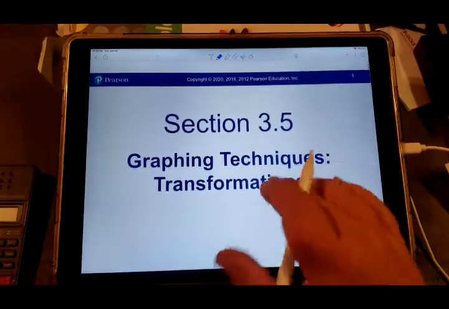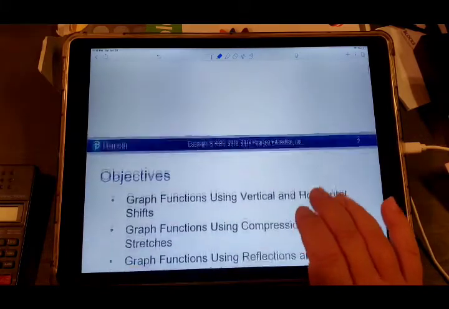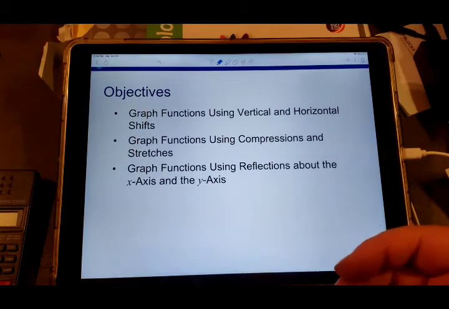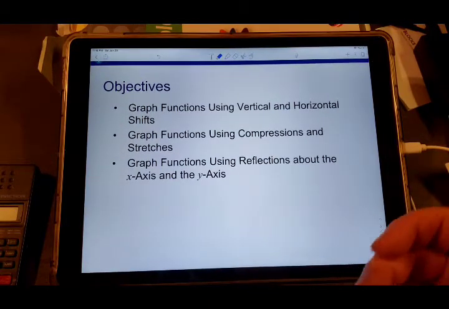All right, welcome to the last section of Chapter 3, Section 3.5, Graphing Techniques. So earlier I said you should know all of the functions like y equals 1 over x or y equals x squared, just what the graph looks like.